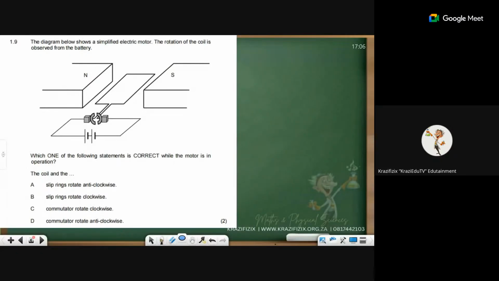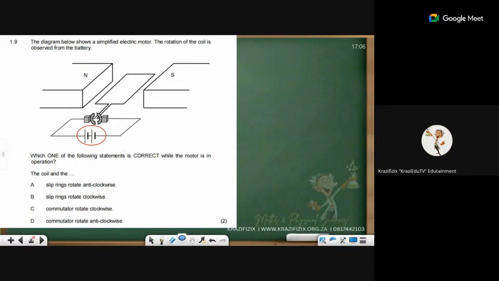Okay, are we done? The diagram below shows a simplified electric motor. What are we using, right or left hand? Left. Generators is right, motors is left. How do I notice it's a motor? Look at this, that tells me it's a motor. So I'm using the left hand rule.